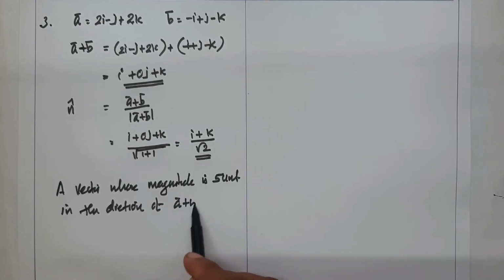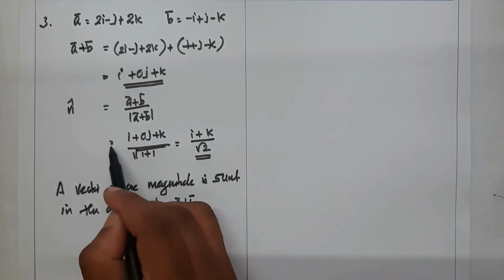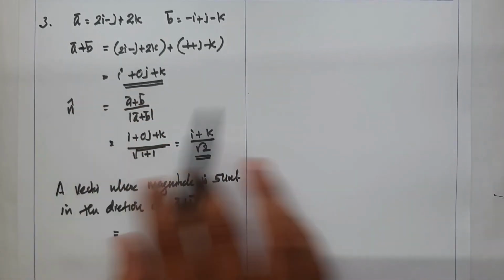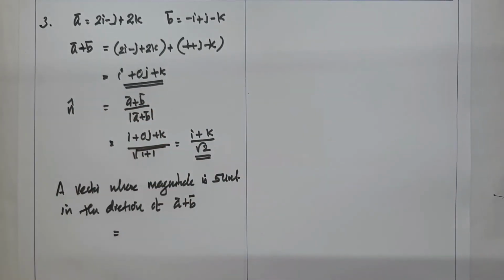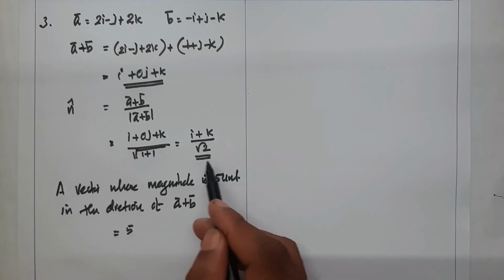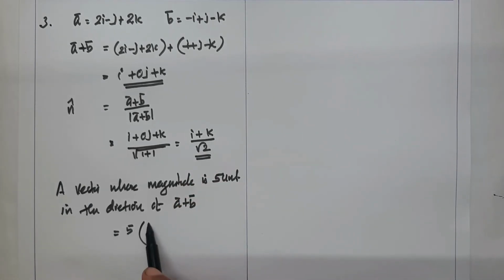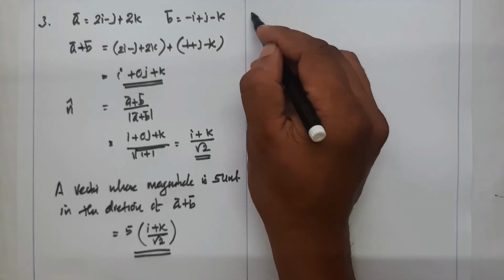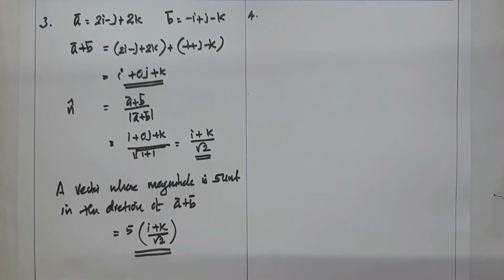It asks us to form a vector of magnitude 5 in the same direction as the vector A plus B. Just multiply the unit vector by 5. That is 5 into i plus k divided by root 2. That's all. Now if we find the modulus of this vector, we get the answer 5. So it's a very important question.